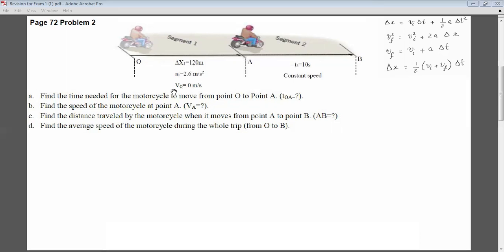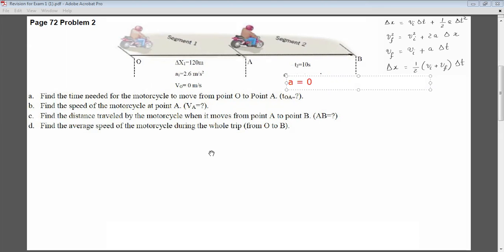So the initial is 0. It started from rest. It moved with an acceleration of 2.6 meters per second square. And it gives us that OA, which is the distance between O and A, delta x1 is 120 meters. As for segment 2, delta t is 10 seconds to go from A to B. It took the motorcycle 10 seconds, and it was moving with a constant speed. If it tells me it's moving with a constant speed, immediately what do I know? I know that A equal to 0.